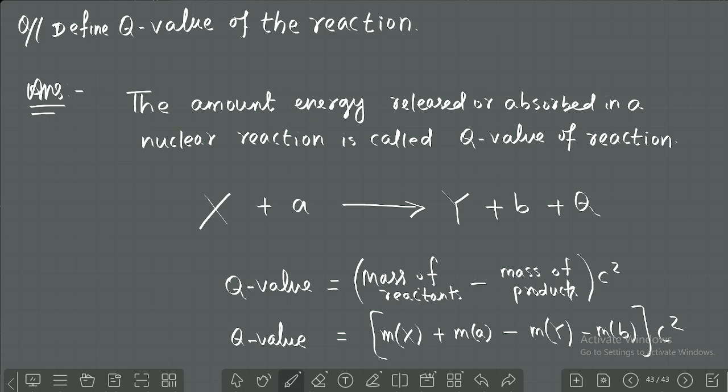The amount of energy released or absorbed in a nuclear reaction is called Q value. The left side is basically the reactants, and this is your products. So if Q value is 0, then neither energy is released nor absorbed. That's it, a normal reaction, no energy is released.